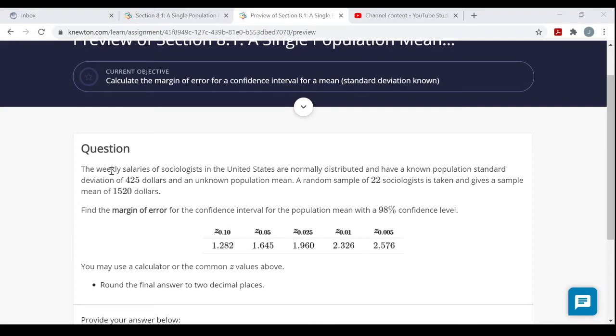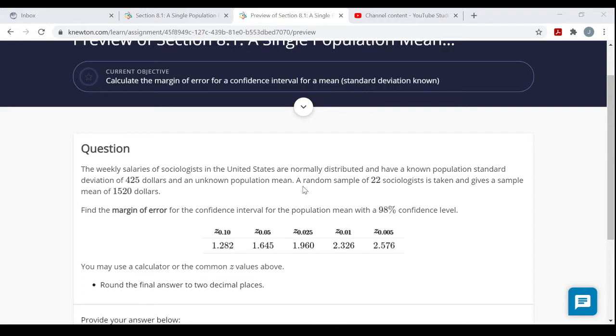So here, the weekly salaries of sociologists in the United States are normally distributed and have a known population standard deviation of $425 and an unknown population mean. Again, we're forming confidence intervals for a mean, so whenever you form a confidence interval, you're guessing what the population mean is. So there should be an unknown population mean, but we do have a known population standard deviation, a known value of sigma.